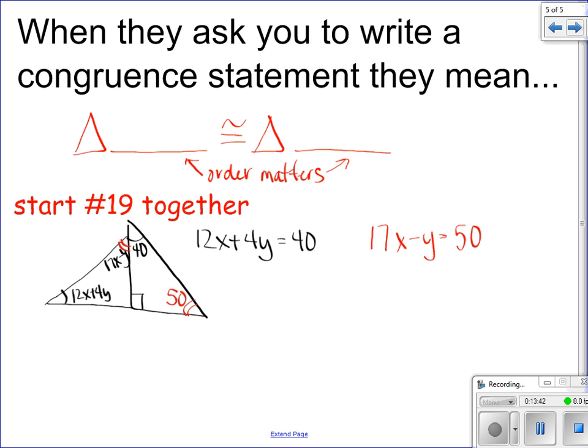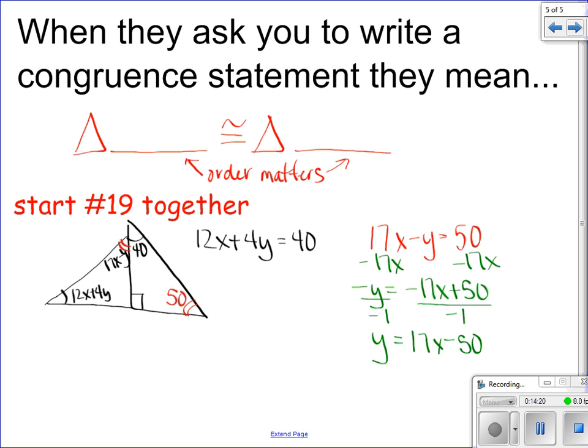Okay, in this case, we could easily do substitution, which means that first we need to solve one of them for a single variable. The one on the right would be easiest to do because the y is nearly by itself. So let's do this. Move the 17x. And then to get y completely by itself, we have to divide everything by -1. So now we know that y is equal to 17x minus 50.